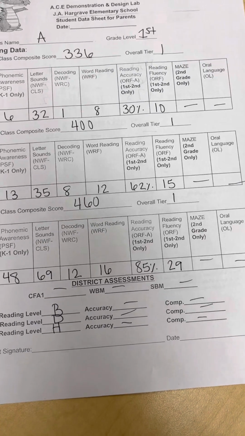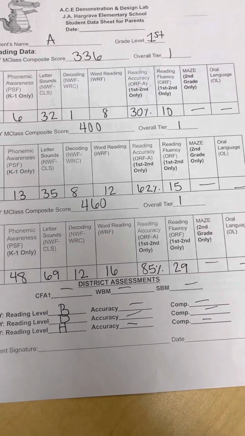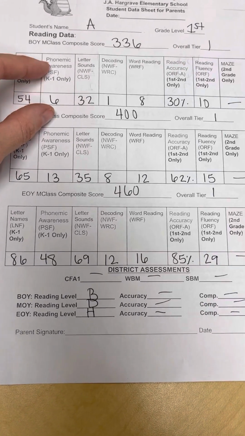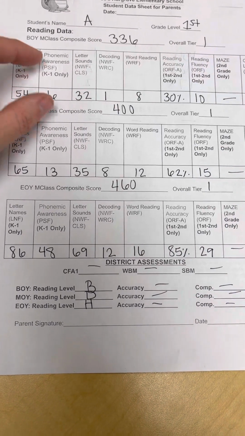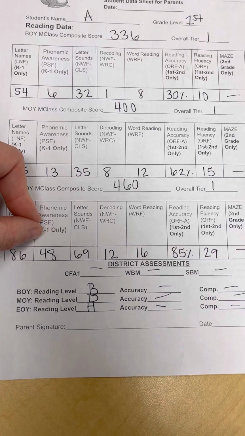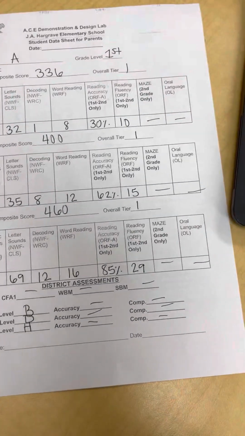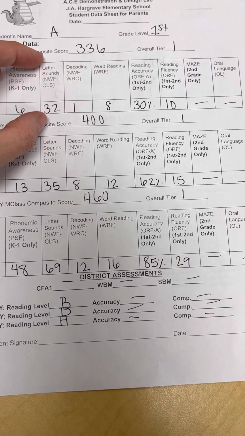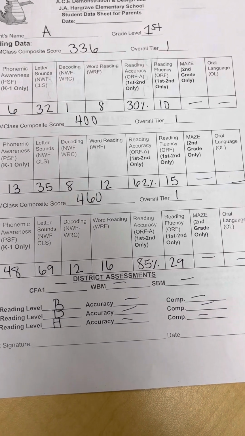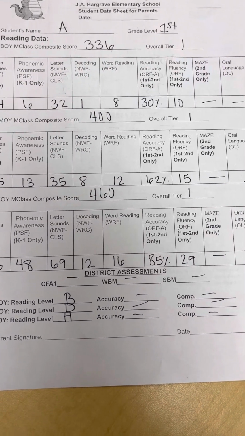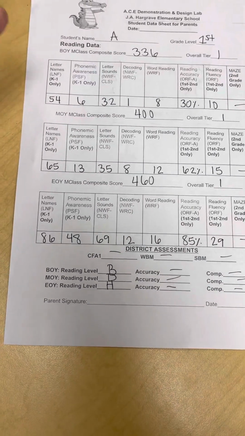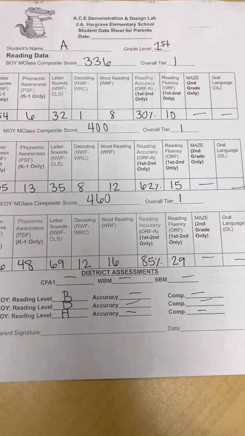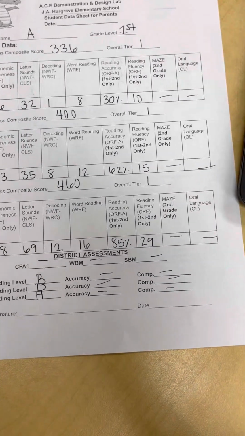Phonemic awareness is their ability to hear sounds and understand. So I'm looking at the beginning of the year. This student started at 6 sounds, and then at the end of the year, they were able to identify 48 sounds. The letter sounds, this is the ability for students to understand letter sounds, long vowels, short vowels, when to use those properly in a word. And again, I want you to focus on the beginning of the year versus the end of year.